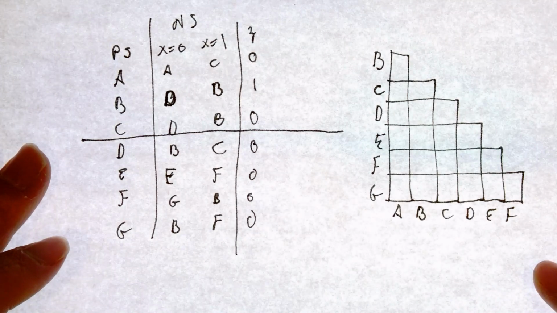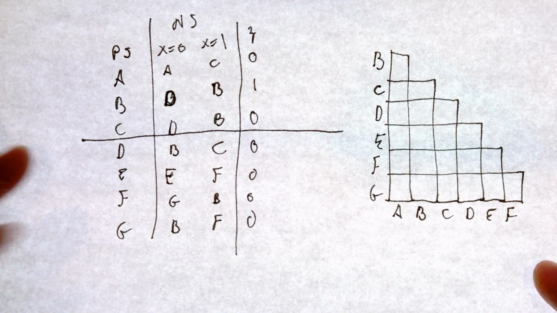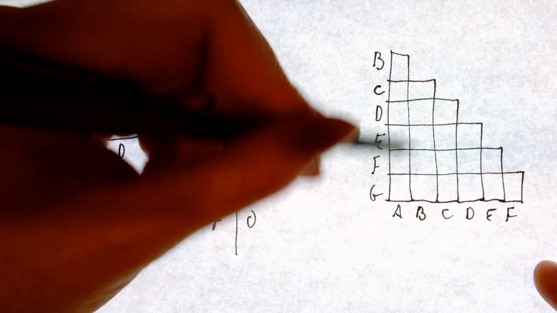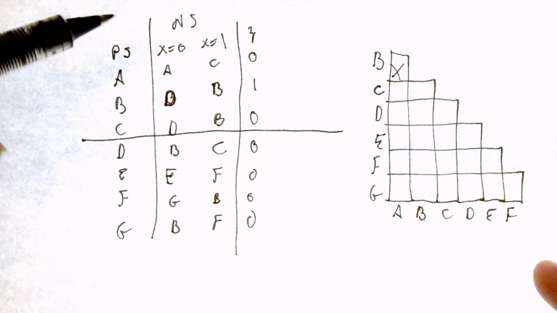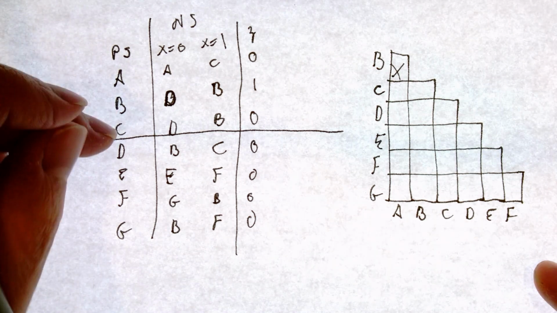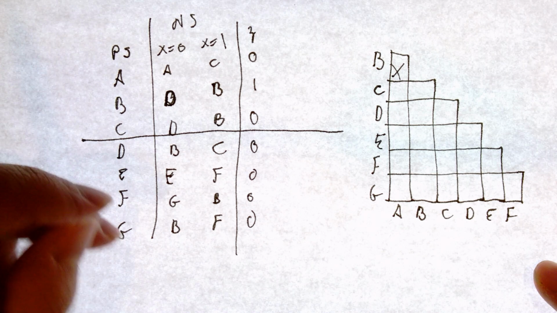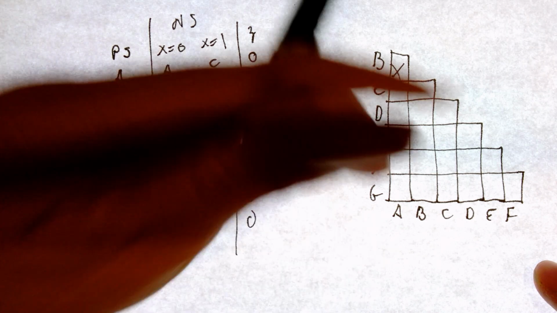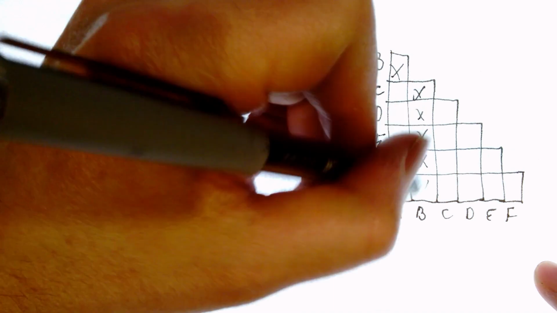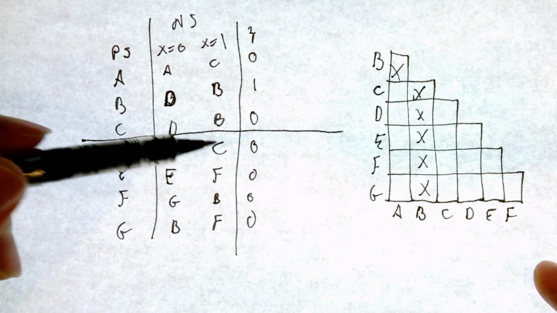And now you want to work with outputs first. By examining A against B, you can see A is not equal to B. Therefore, you put an X in here. They can't be equal because the outputs are different. And when you compare B against C, D, E, F, or G, they must be different. So B is different from C, D, E, F, and G because the outputs are different.